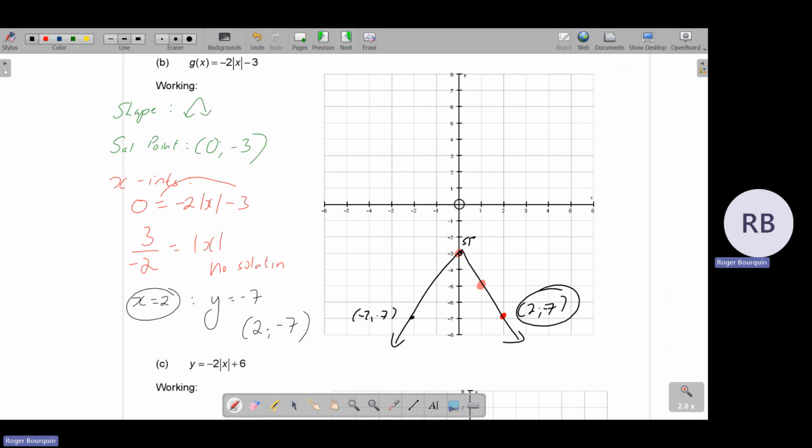All right, first one, domain. The domain is x is an element of R. X is an element of reals. Good. What is the range? Y is less than or equal to -3. Yes, you're right. Y is less than or equal to -3.